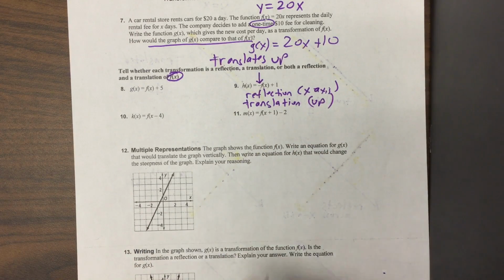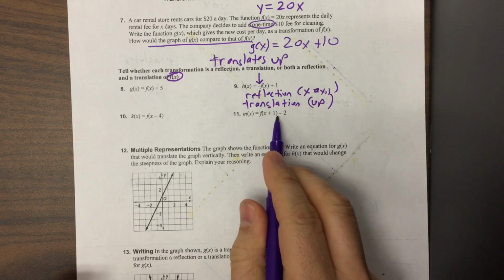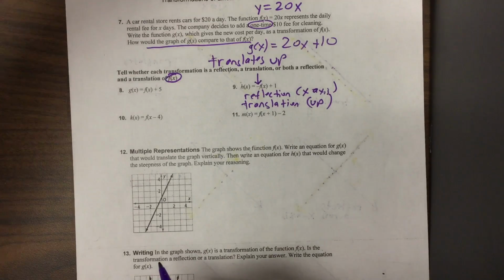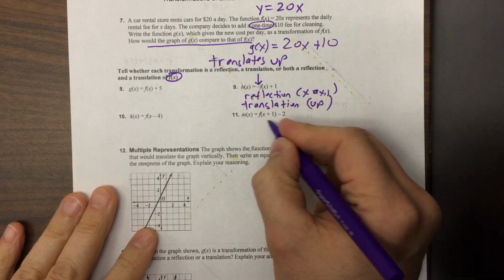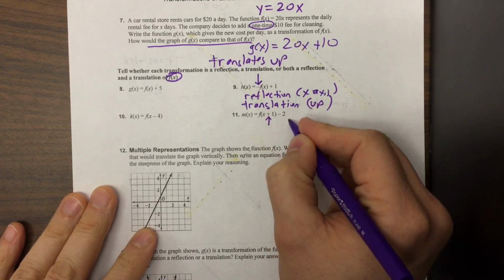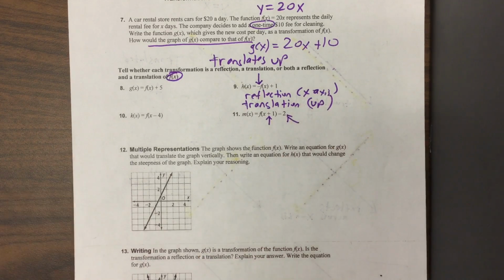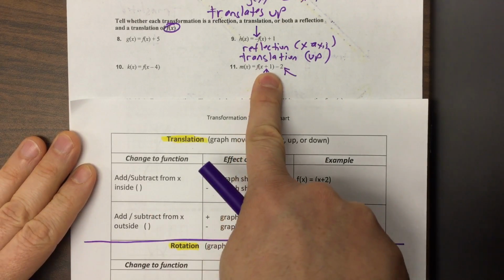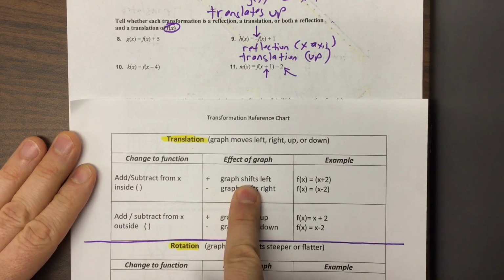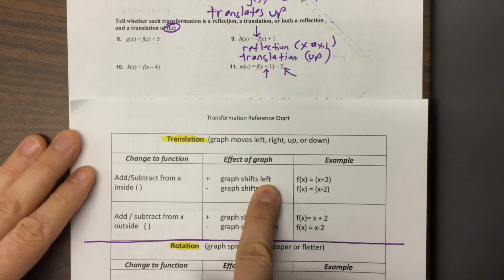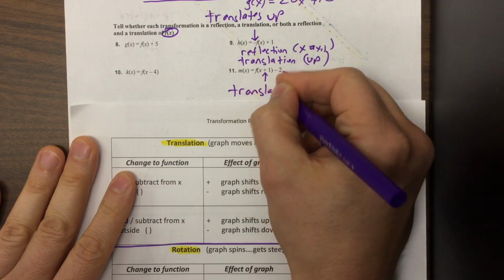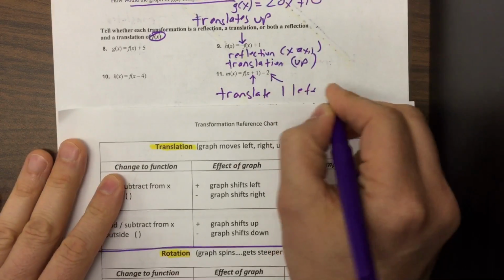Okay, number 11. M of x is equal to f of x plus 1, minus 2. Okay, so what happened to our original? Our original equation was just f of x. So two numbers are being added into that. This one in parentheses, this one out of parentheses. Well, both of those we can agree are translations. When you're just adding and subtracting numbers, it's a translation. It's going to be going 1 to the left based on the number in parentheses, and 2 outside of parentheses, down. So it translates 1 left, 2 down.